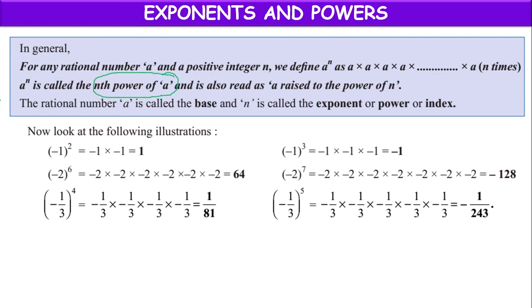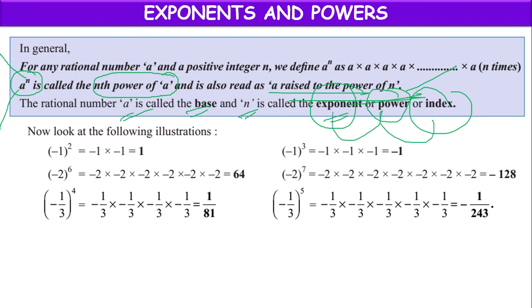Where a is called the base, n is called the exponent, and a power n is read as a raised to the power of n. So rational number a is called the base and positive integer n is called the exponent. Exponent is also called power, and power is also called index. In most situations, exponent, power and index are used with the same meaning.